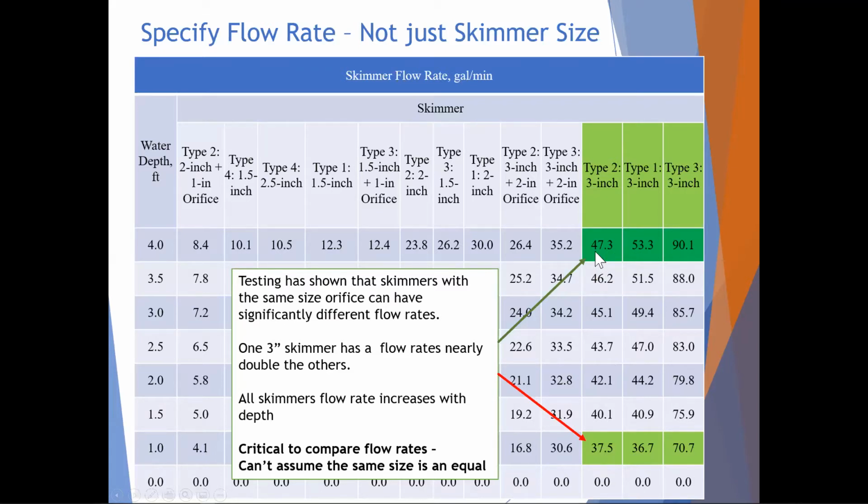And again, two skimmers had a flow rate similar in the 47 to 53 GPM range, so that's fairly close. But one, again, was nearly double at 90 GPM. So the point is that it's critical to specify flow rate, because if you just specify a skimmer size and not the brand or type of skimmer that is based upon, you may get a flow rate that's a lot higher or a lot lower than what you actually need to meet your requirements.